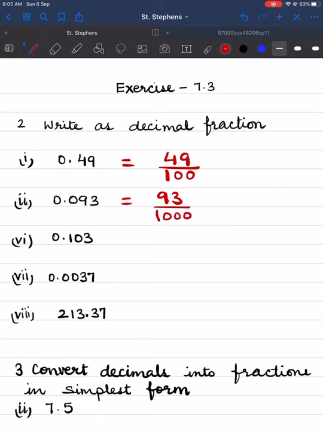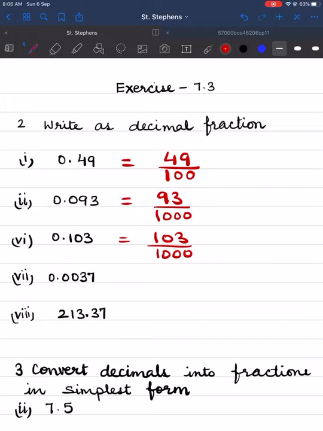Sixth part, 0.103. Now here numerator of the fraction is 103. Now here again we have three decimal places. So we write 1000 in the denominator and we get 103 upon 1000.